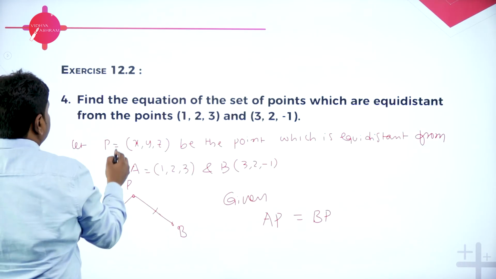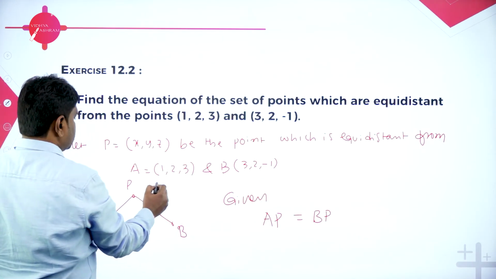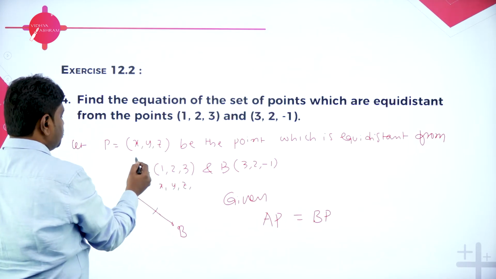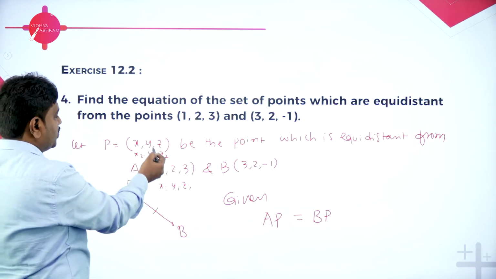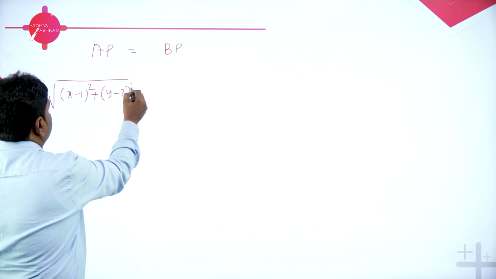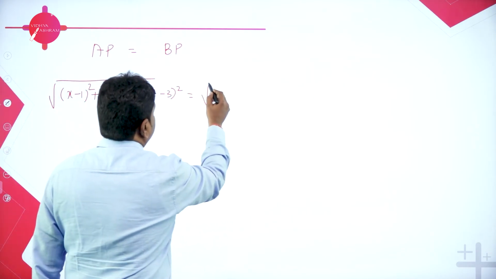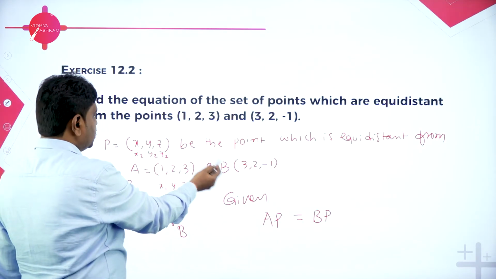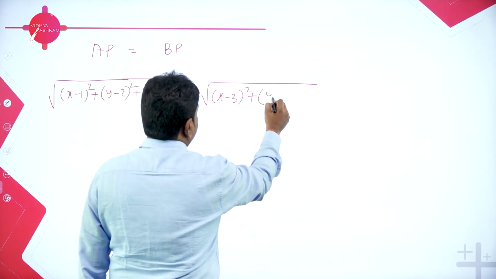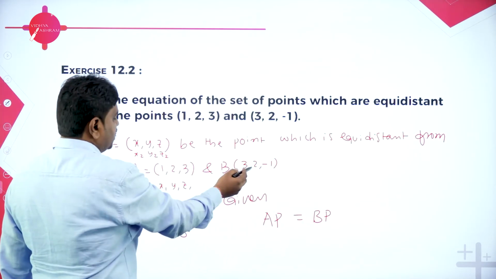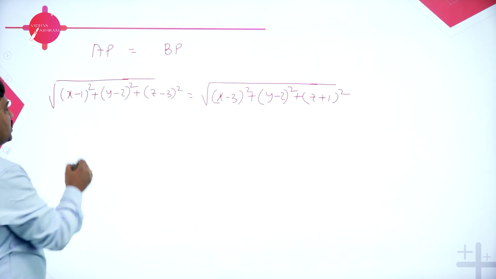So root of (x minus 1) the whole square. See, A is x1, y1, z1, and this P becomes x2, y2, z2. I am using distance formula. x2 minus x1 the whole square means (x minus 1) the whole square plus (y minus 2) the whole square plus (z minus 3) the whole square. This is AP is equal to BP. What is BP? Distance between B and P, that is (x minus 3) the whole square plus (y minus 2) the whole square plus (z minus of minus 1 becomes z plus 1) the whole square.